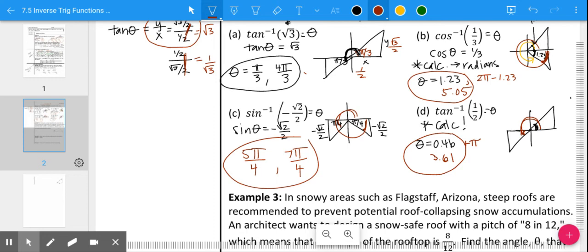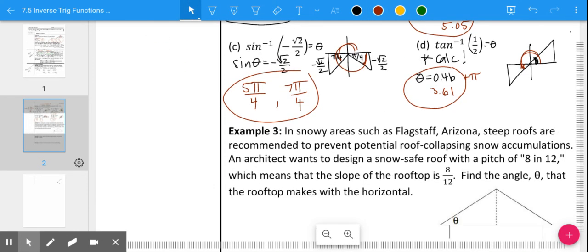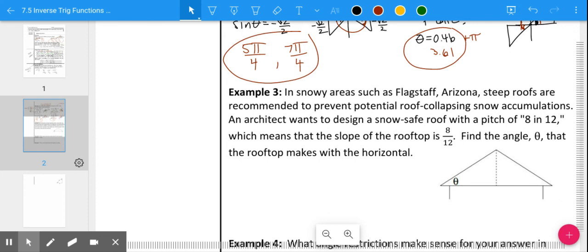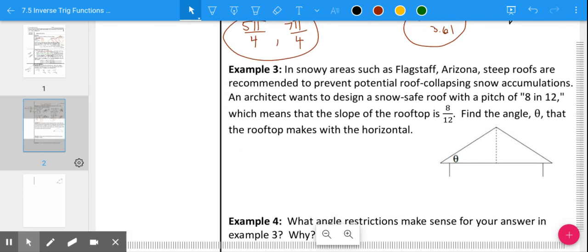Let's wrap this up with a couple quick problems. On example 3, there's this problem about Flagstaff, Arizona, and roofs. They want steep roofs to prevent roof collapsing from snow accumulation, so they design the snow-safe roof with a pitch of 8 in 12, which means the slope is 8/12. Remember, that's a rise over run situation, so we have some side lengths there. If I want to find this angle, I'll probably use tangent here. Tangent of theta is 8/12.